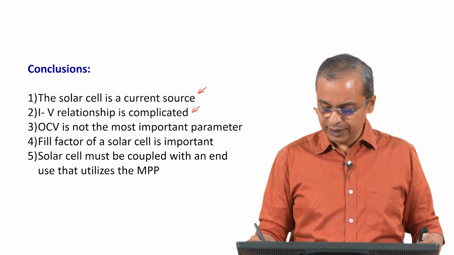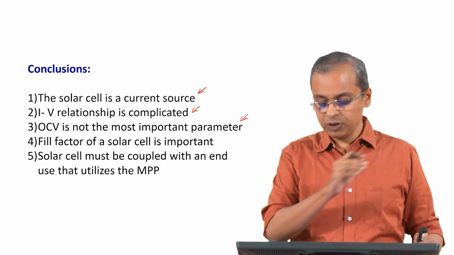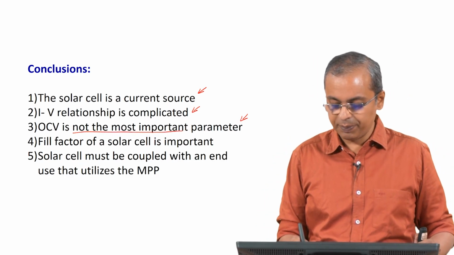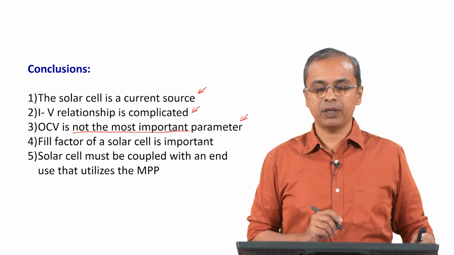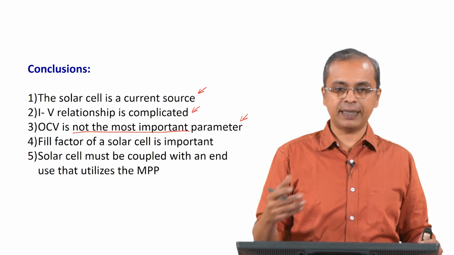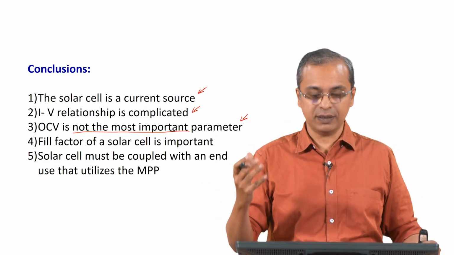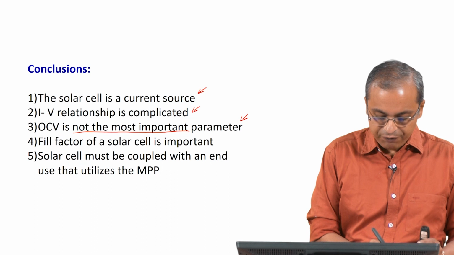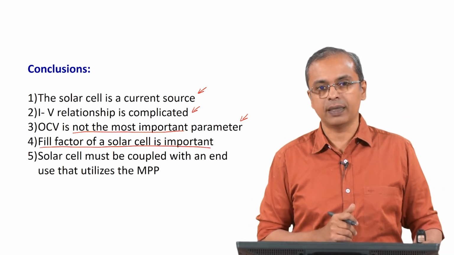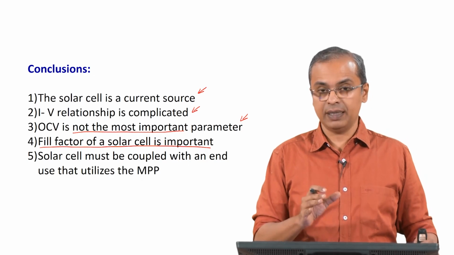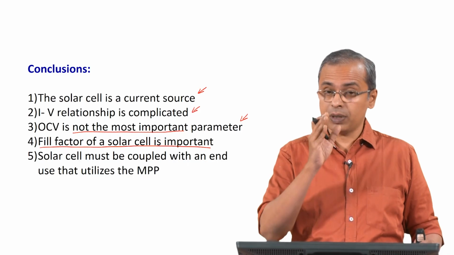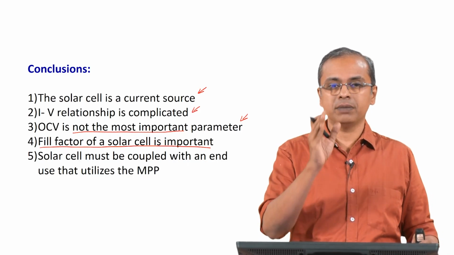Most importantly, the OCV is not the most important parameter that reflects the capability of the solar panel, although because we are used to this idea from buying batteries and so on, we tend to go there and ask for the voltage. Rather, the fill factor of the solar cell is the most important parameter. That is what decides how well the solar cell can function. And not just that, if you know the fill factor and the IV characteristic, you should try your best to operate at the maximum power point.